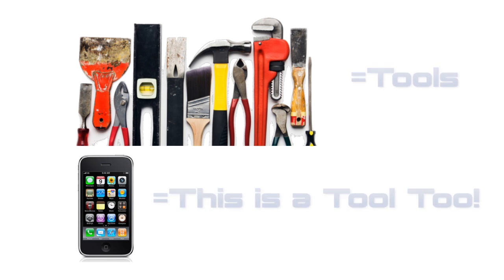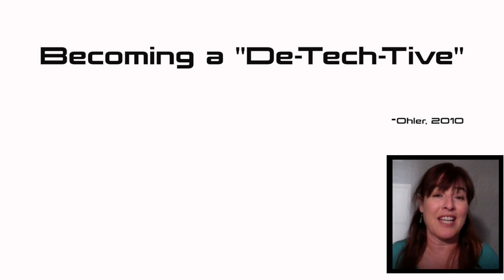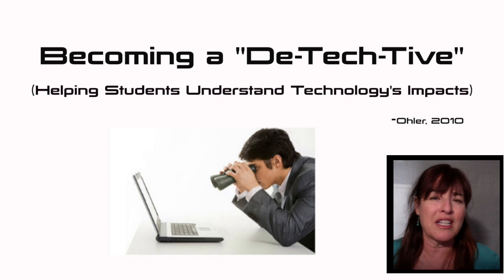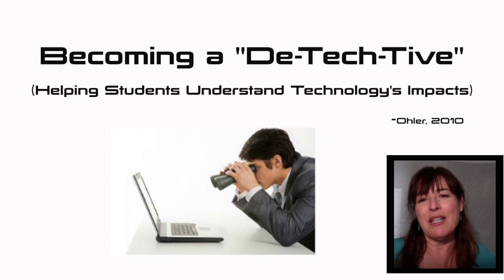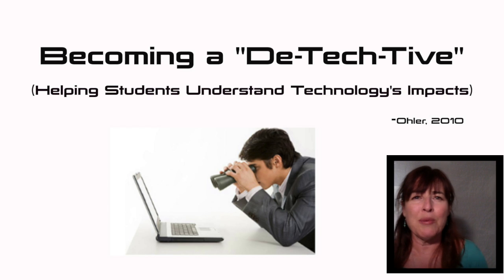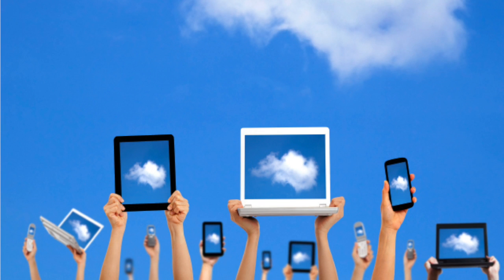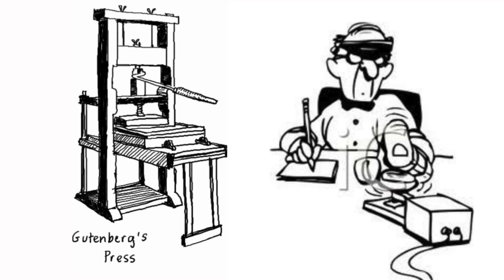This lesson comes from a chapter that Oler calls Becoming a De-tech-tive, or helping students understand technology's impacts. I adapted it a bit to make it particularly relevant for the students in our school. What it does is help students understand that today's technology and its impact on society is not so unlike so many tools that have been introduced throughout history.